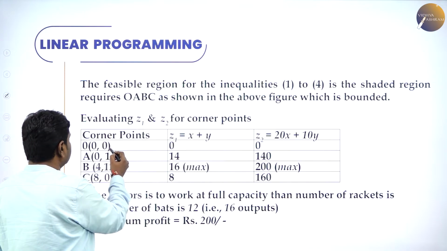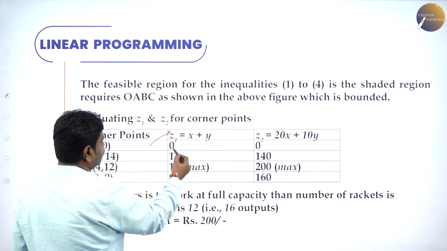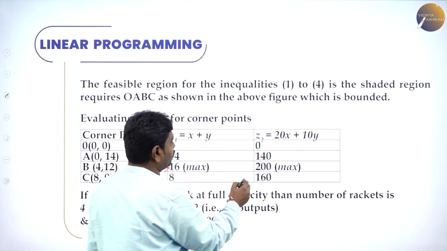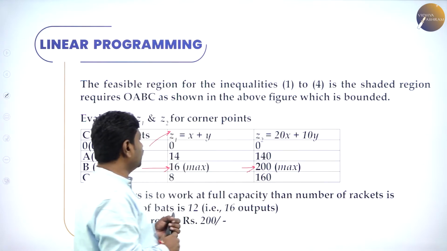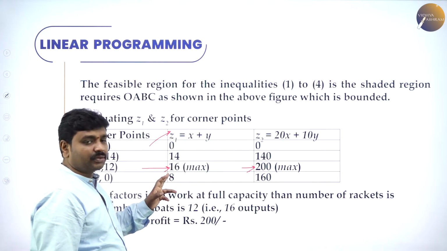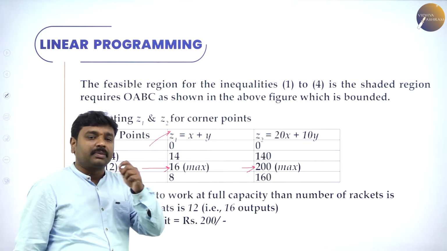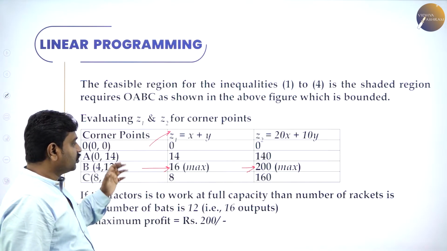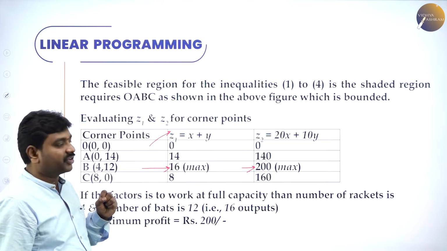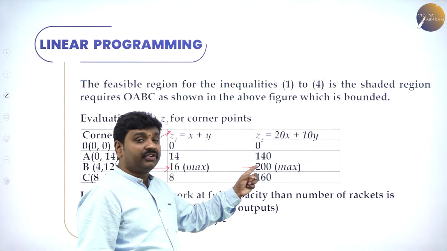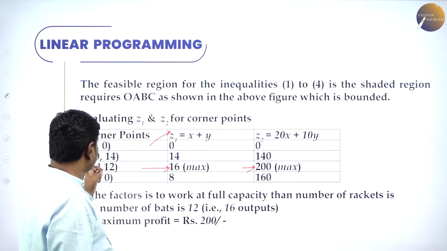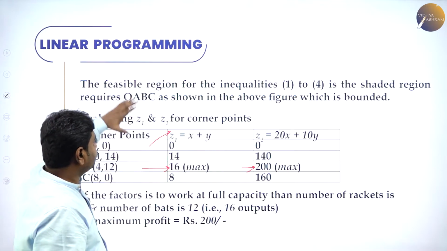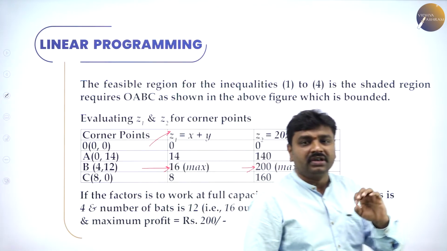Take the corner points and put them in Z1. So Z1 will be maximum at 4 comma 12, and Z2 is also maximum at 4 comma 12. Z1 says that a maximum of 16 rackets and bats are produced to work at full capacity. That is, you have to produce 4 rackets and 12 bats so that the factory works at full capacity. The second one says that a maximum profit of 200 rupees is obtained by producing 4 tennis rackets and 12 cricket bats. That's it. So I have presented it neatly, and the game is simple.